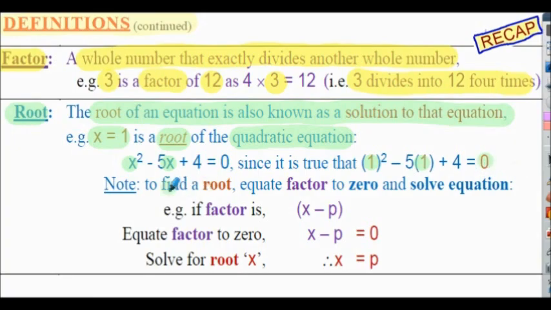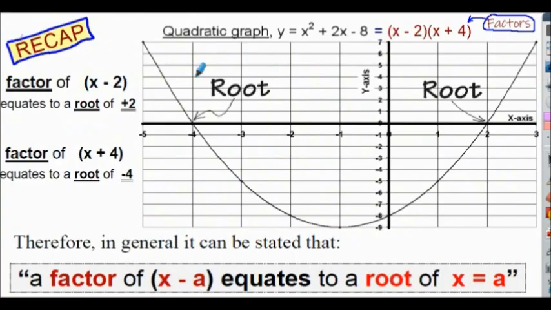Note, to find a root, we simply equate the factor to 0 and solve the equation. So equating the factor x minus p to 0, it now equals 0. And then rearranging, we solve for the root x, so in this case x is equal to p. Again, a recap here of factors and roots.